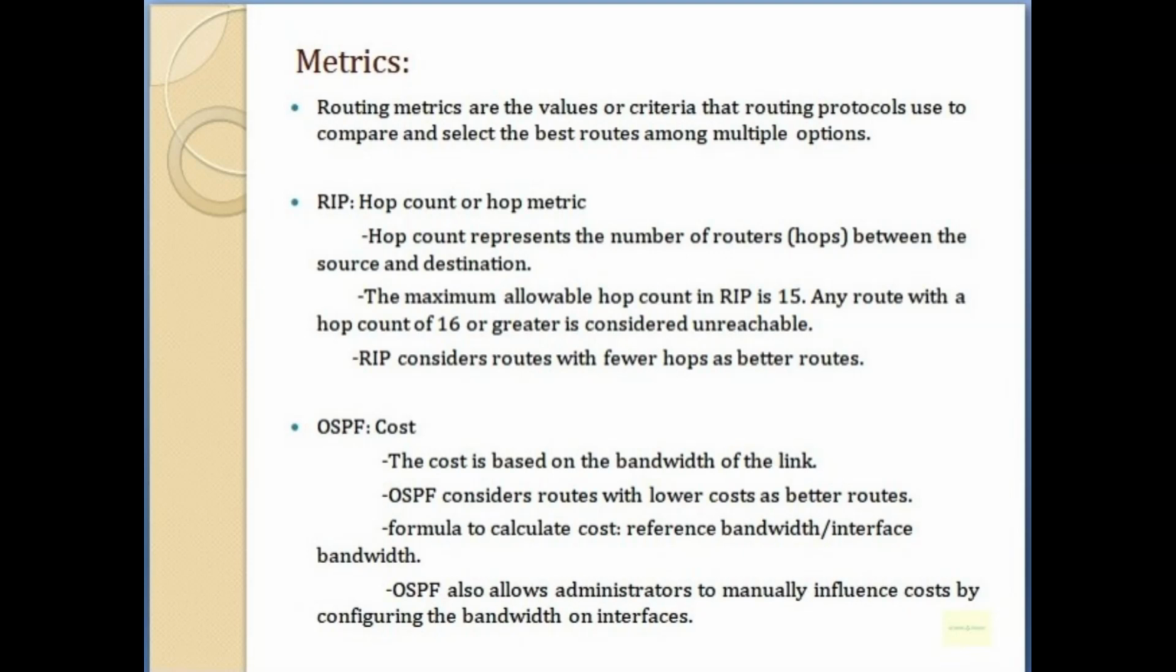Next up, for OSPF, the metric is cost. The cost is based on the bandwidth of the link. Routes with lower costs are considered the better routes. The formula to calculate the cost is reference bandwidth divided by the interface bandwidth. Although OSPF is a dynamic routing protocol and one of the main advantages of dynamic routing protocols is the automatic updates, OSPF also allows administrators to manually influence the cost by configuring the bandwidth on the interfaces.